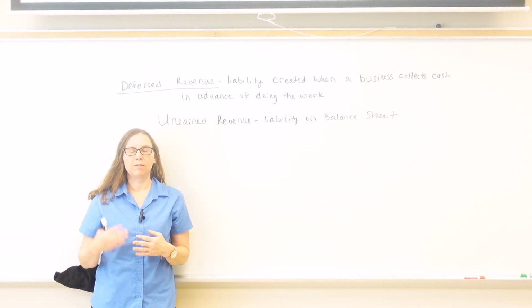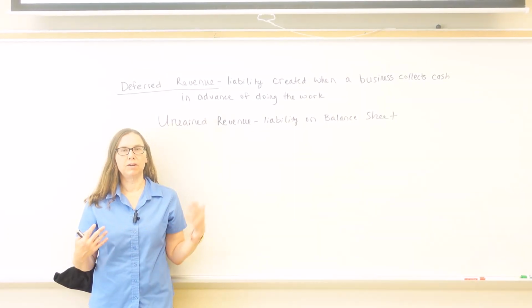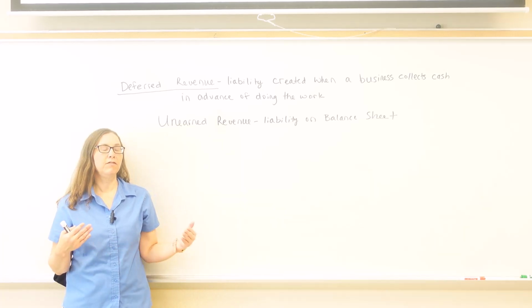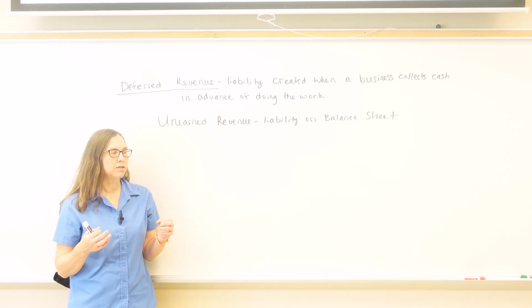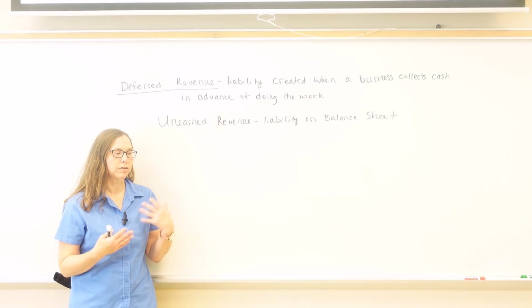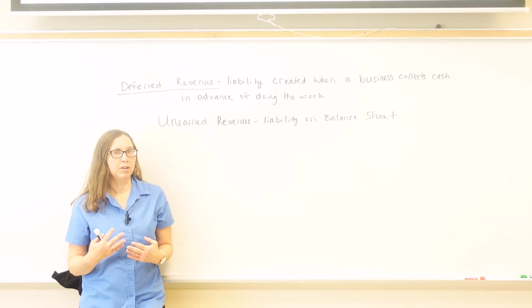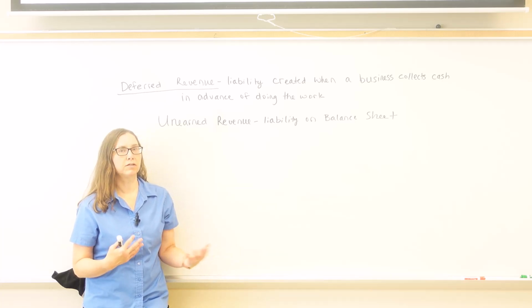In this video, I want to continue talking about adjusting entries, and this time I want to focus on deferred revenue. This is when a customer pays cash in advance of the business actually earning that revenue. In other words, it's before the company has provided the service or delivered the product to the customer. And this is going to create a liability because the business owes the product or the service to the customer.